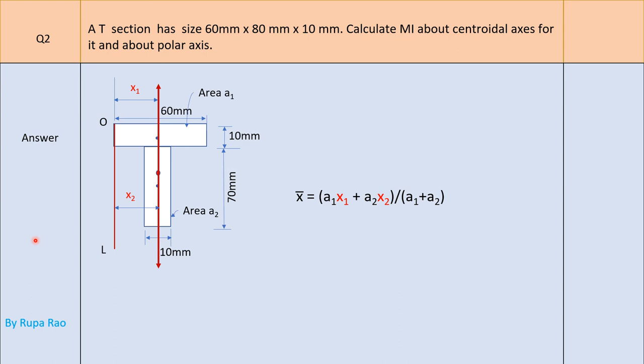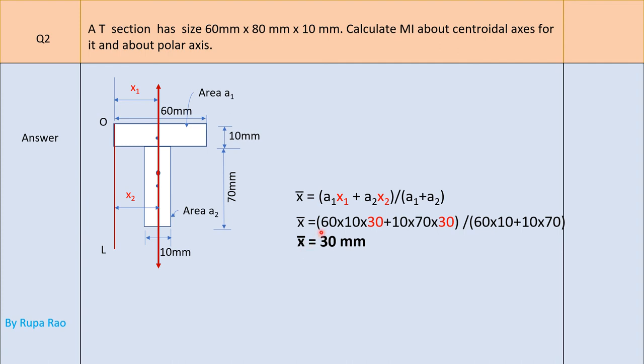Now, if I use the formula, x bar is equal to bracket open A1 x1 plus A2 x2 bracket close divided by bracket open A1 plus A2 bracket close, and substitute the values. So what are the values? x bar is equal to, now A1 is 60 into 10, x1 is 30. This distance from here to here is half of 60, that is 30. Again, A2 is 10 and 70, so 10 into 70. x2 is from here up to this reference line. Somewhere here will be the center. So this will be again 10 into 70 into 30 bracket close divided by area A1 which is 60 into 10 plus area A2 which is 10 into 70 bracket close.